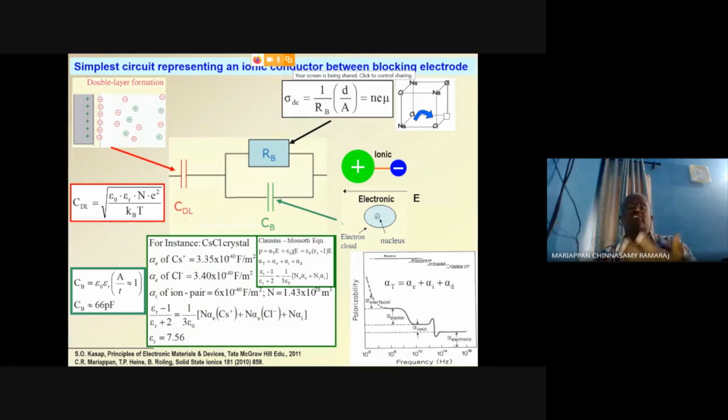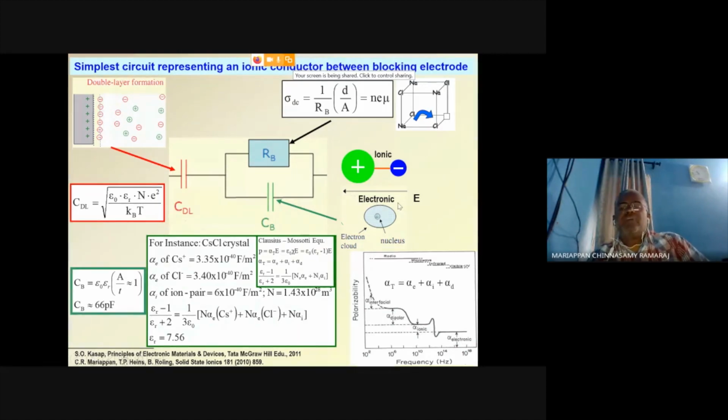If you go into detail on what is happening in this ionic conductor, the basic physics behind it: usually in the materials you have charge carriers. So there is a barrier. Because of this barrier, the resistive part, the conductive part, comes due to the coupling like this.